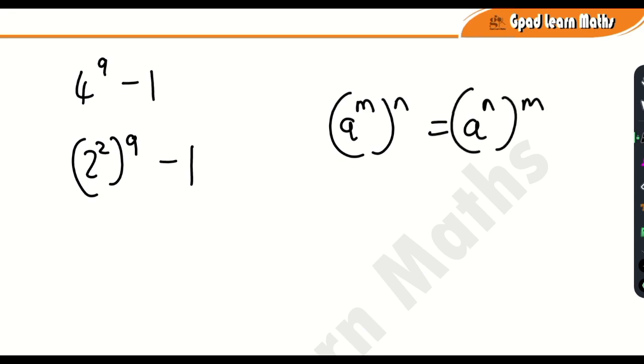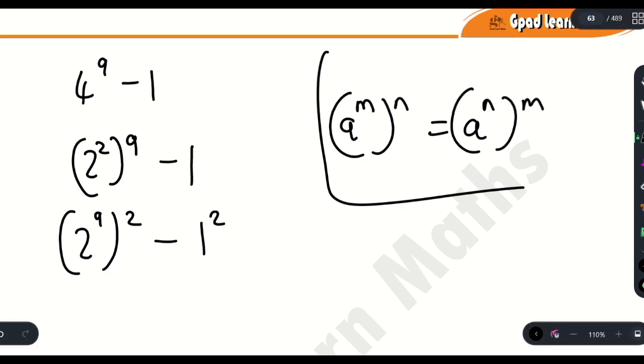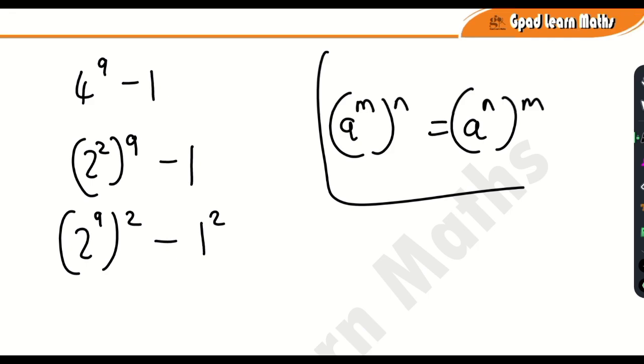The reason I'm doing that is because I want to introduce something called the difference of two squares. Now, what's the way I'm going to do it? It's going to now be 2 raised to 9 all raised to 2. Then minus. I can rewrite 1 as 1 raised to 2 because 1 raised to 2 is essentially 1. So can you see now that I have difference of two squares? There's a square here and there's a square here. So let's apply difference of two squares.